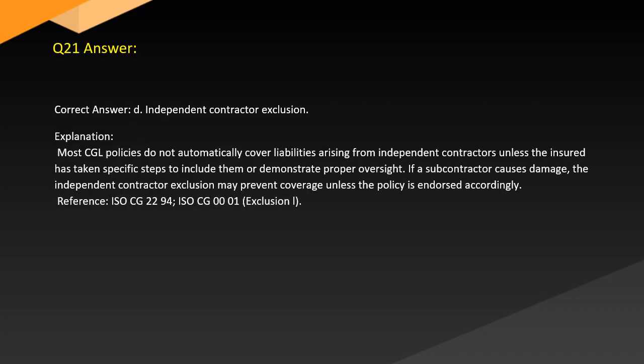Answer. Correct answer: D. Independent contractor exclusion. Explanation. Most CGL policies do not automatically cover liabilities arising from independent contractors unless the insured has taken specific steps to include them or demonstrate proper oversight. If a subcontractor causes damage, the independent contractor exclusion may prevent coverage unless the policy is endorsed accordingly. Reference: CG 22 94, CG 00 01, Exclusion L.